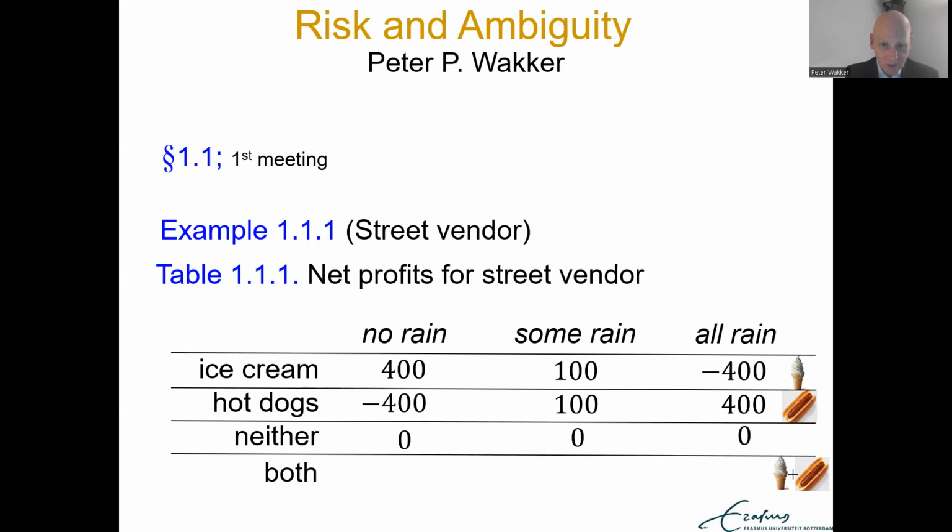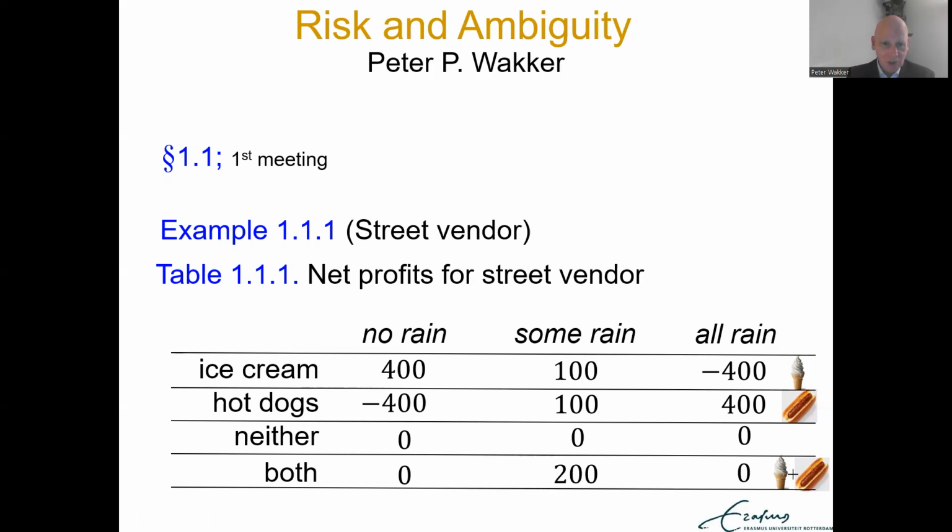If you take both along with you, then I assume that we can just add the profits you make. So then in no rain, it's 400 minus 400 is 0. Some rain, it's 200. All rain, it's again 0. So I do assume that there is no interaction between the different merchandises. So how many hot dogs you sell does not depend on whether or not you take ice cream along with you and vice versa. No interaction between merchandises.